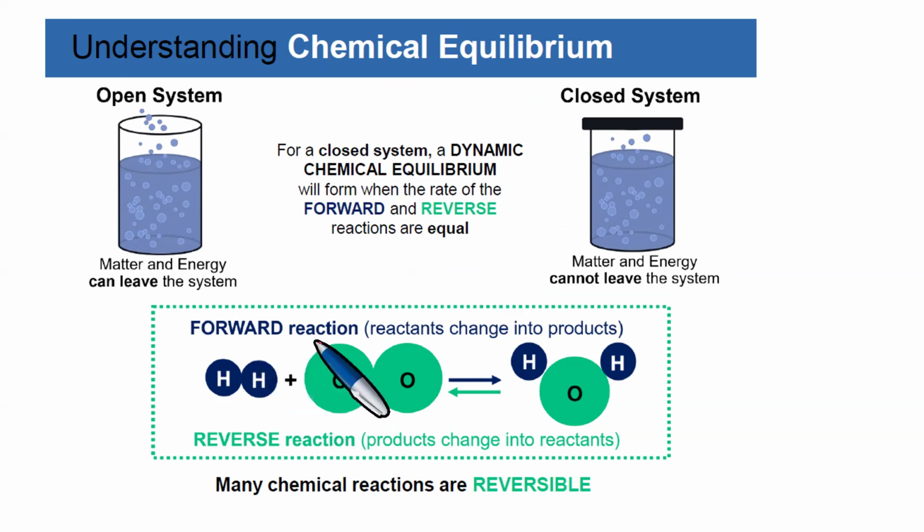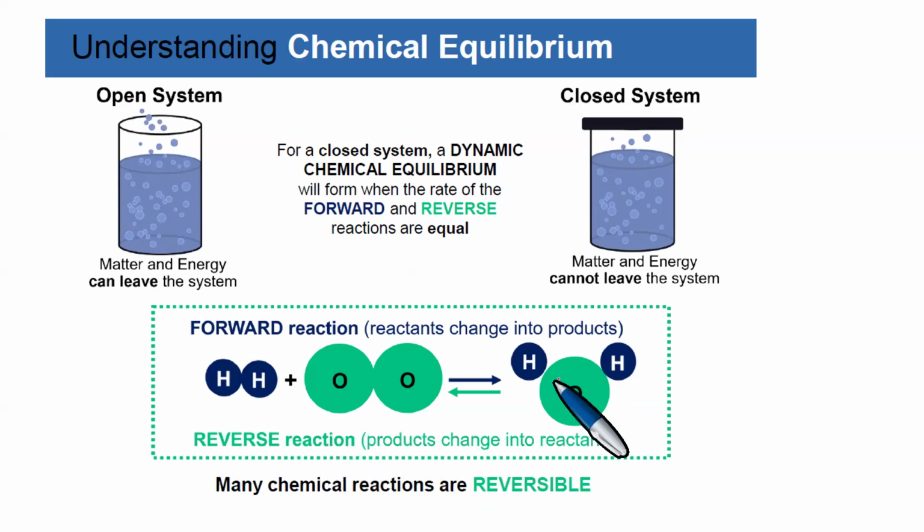There's something called a forward reaction. And in a forward reaction, reactants change into products. So we have an example where you have two hydrogen atoms and two oxygen atoms, and there's a forward reaction in the direction of the blue arrow, and you can see that now you have two hydrogen atoms and one oxygen atom there. In the reverse reaction, products change into reactants. So when we go in the direction of the green arrow, the products change into reactants.